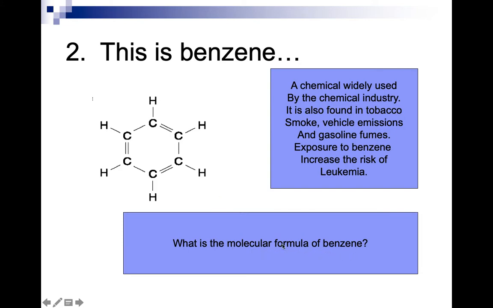Remember that the molecular formula gives you the actual composition of the molecule by counting how much of each element you have. So let's start counting. How many carbons do you see here? 1, 2, 3, 4, 5, 6. And how many hydrogens do you see here? 1, 2, 3, 4, 5, 6. So what is the molecular formula for benzene? You guessed it. It's C6H6. Now look at how the number 6 is written as a subscript. Remember, a submarine, written right there at the bottom.